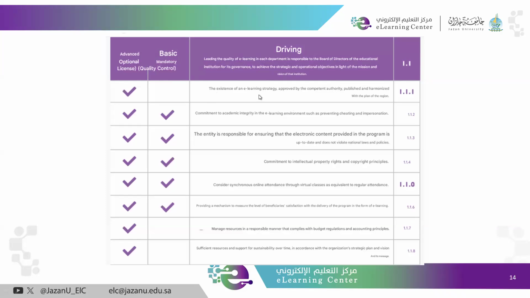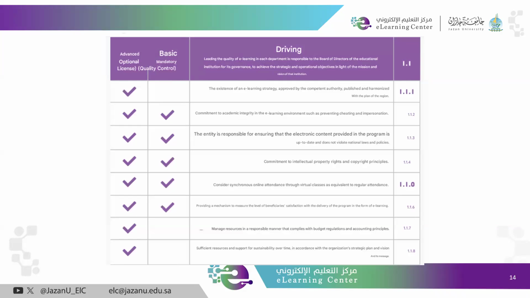First is the existence of an e-learning strategy approved by the competent authority, published and harmonized with the plan of the region. For example, institutions must have a clear e-learning strategy approved by the relevant authorities that aligns with regional educational goals. The second one is academic integrity, ensuring academic integrity in e-learning is crucial to prevent cheating and maintain a fair and honest learning environment.